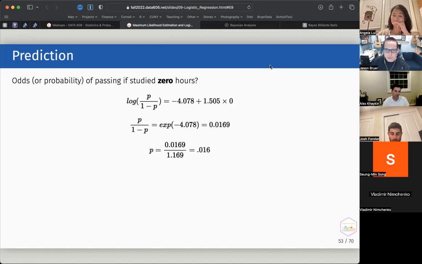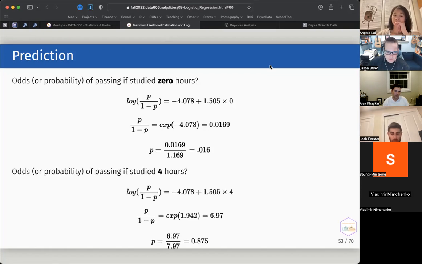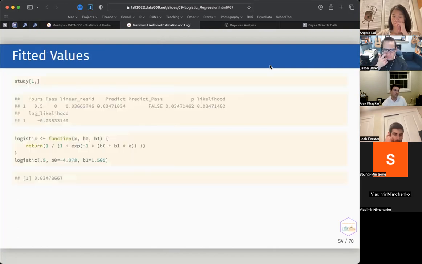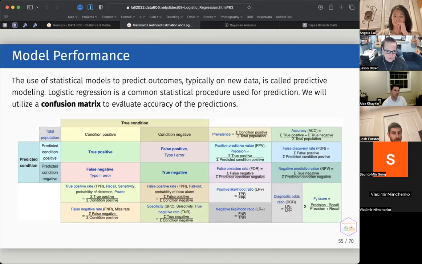That's not something we observe. It's just a new student that comes in, and we might want to do that. And then we can, of course, do 4 hours. So these are just inputs to these functions, and so we could look at the fitted values.